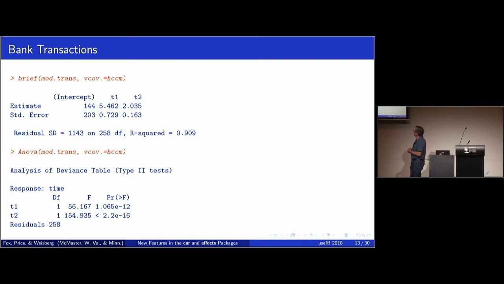If I want to produce Wald tests of the terms in the model, not terribly exciting here because each term has just 1 degree of freedom and the model is additive. Likewise, we can plug in hccm to calculate the coefficient covariance matrix for the Anova function and get type 2 Wald tests.